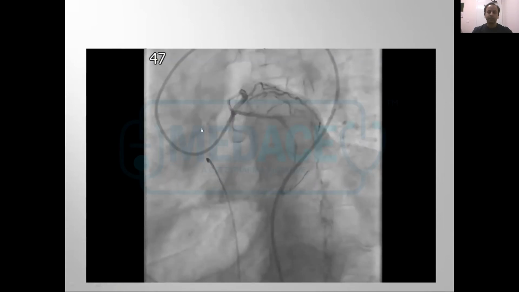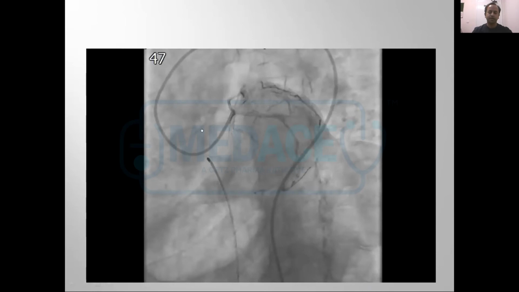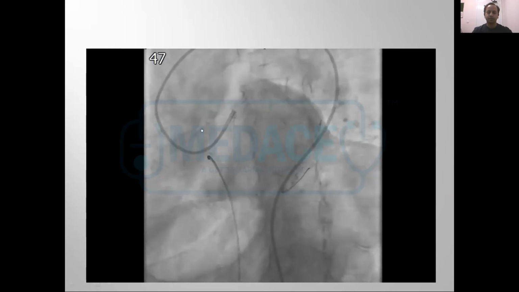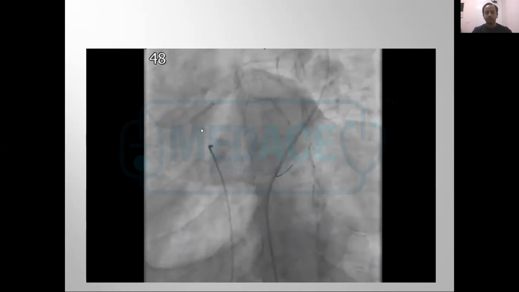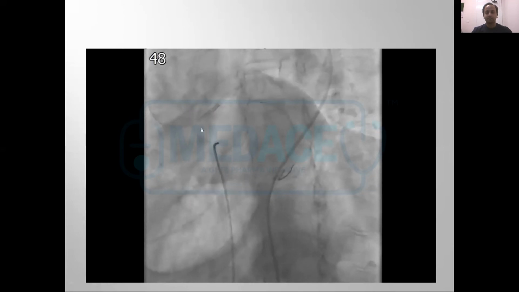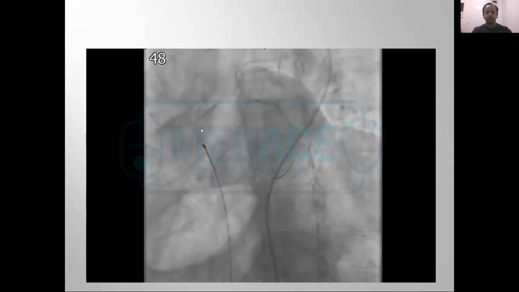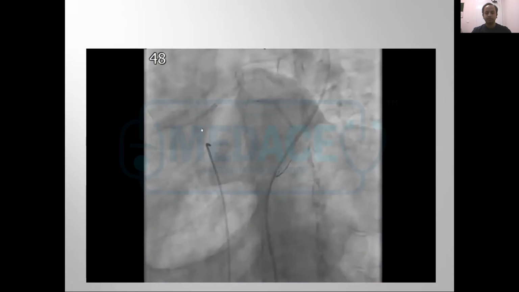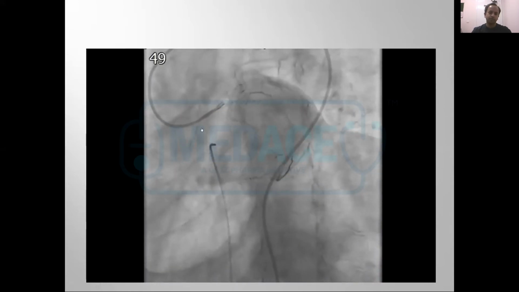At this point, the circumflex had slow flow. The patient went into fast AFib, and there was ST elevation on the cardiac monitor. So we gave IV nitroglycerin and nitroprusside, and then we did high-pressure PTCA. This is the check injection after PTCA.